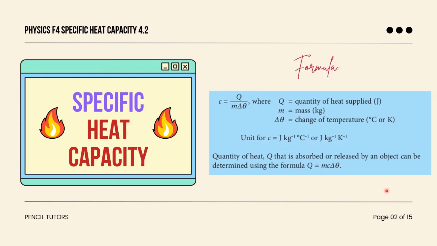Now, an important thing to note is that the quantity of heat that is absorbed or released by an object can be determined using the formula Q is equal to the product of mass, change of temperature, and also specific heat capacity. And this is actually a very important formula for you to know, especially when you are answering paper 2 questions for this specific topic.